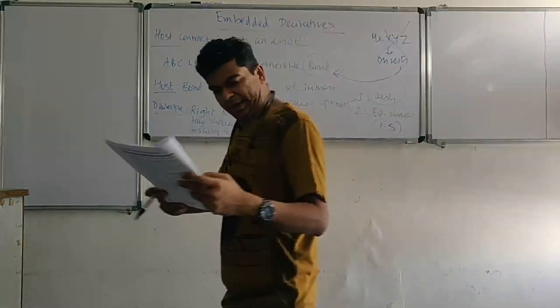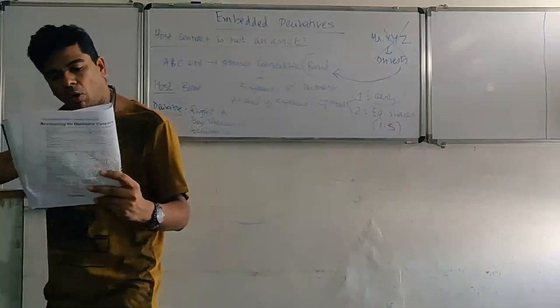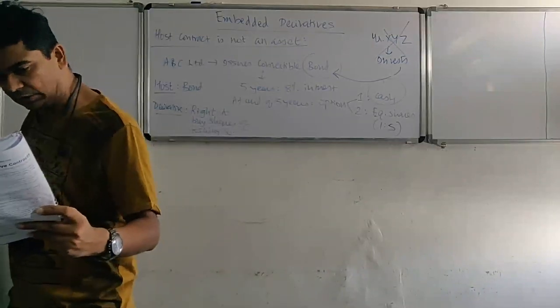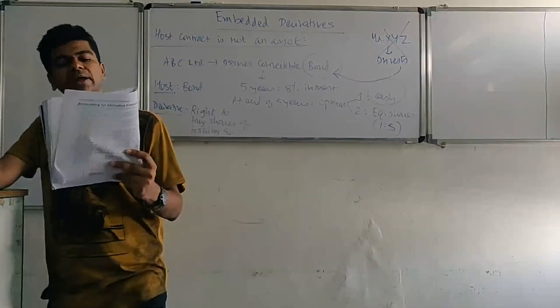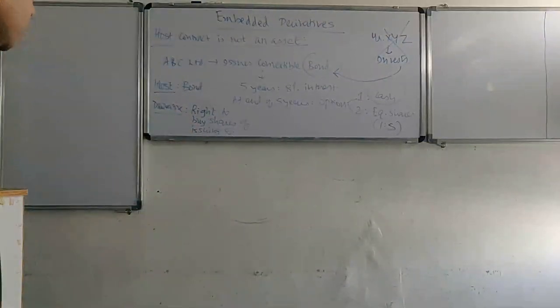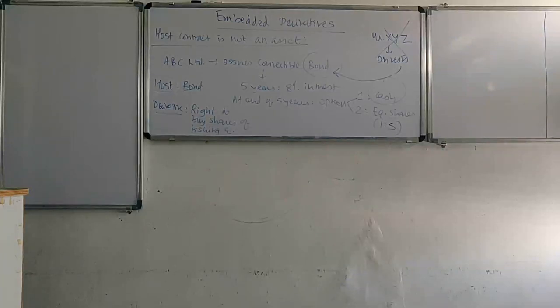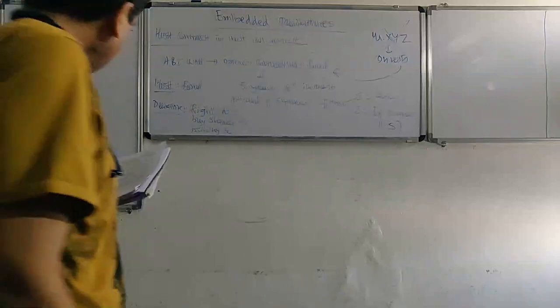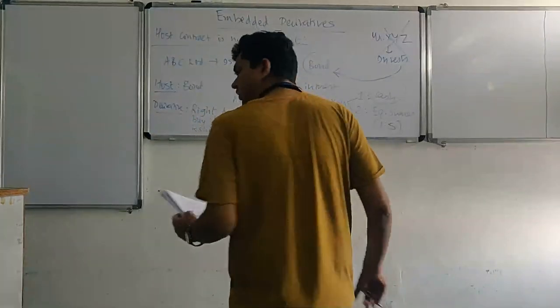Case 2. If a hybrid contract has a host that is not an asset, that's case 2, the embedded derivative shall be separated. So I will have to separate the embedded derivative. As you can see, the derivative over here is the right of buying shares of the issuing company. But when will I do the separation? If and only if three conditions are met.